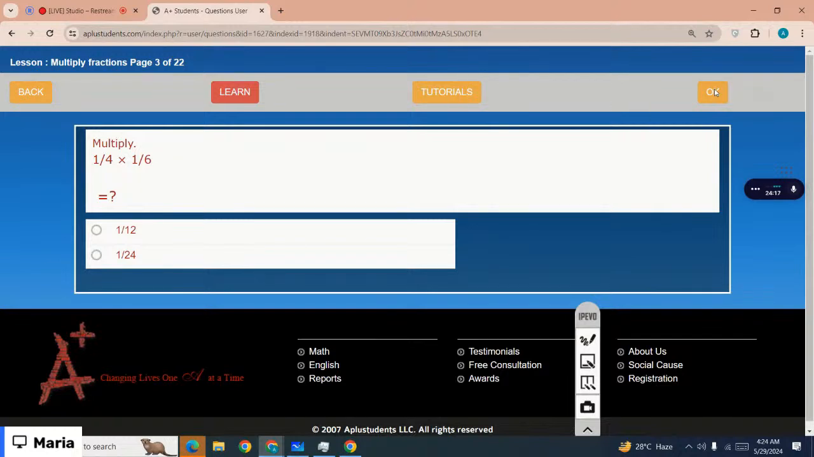One by 4 times 1 by 6. So which is the correct option? The correct option is 1 over 24. Option number 2 is the correct option.